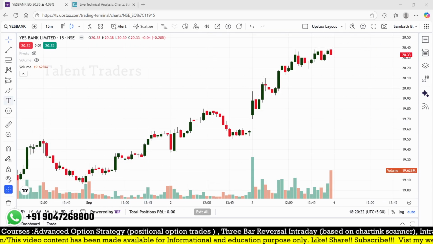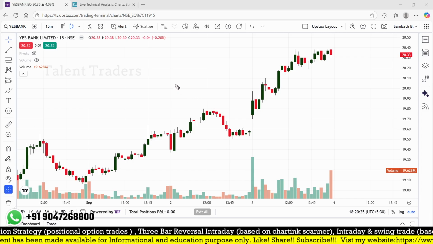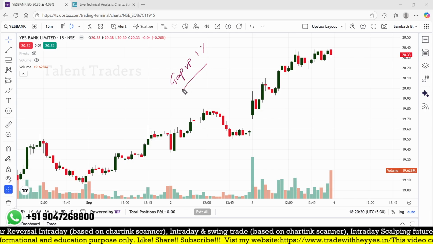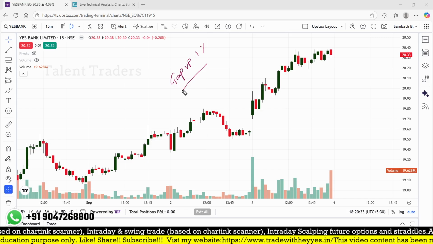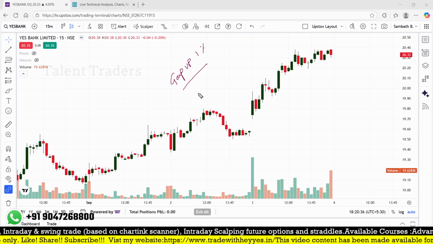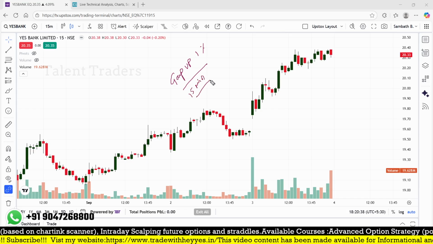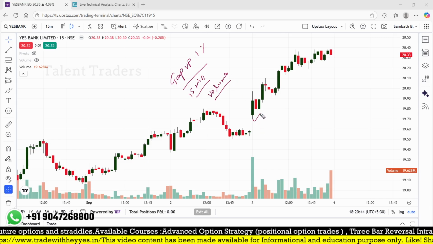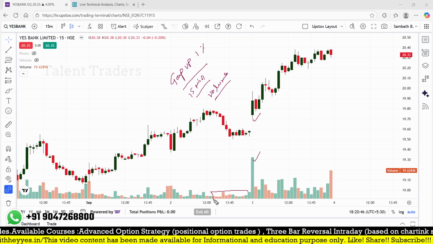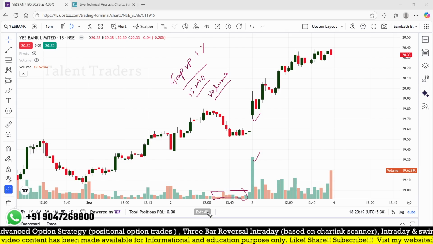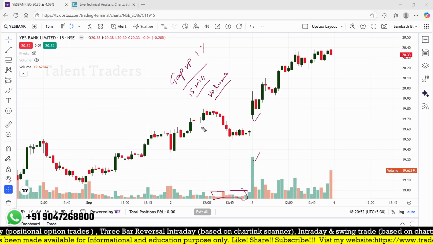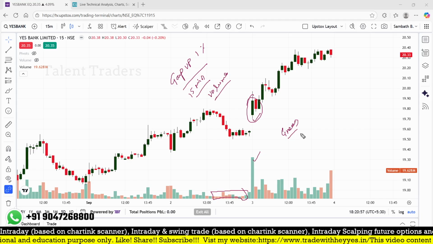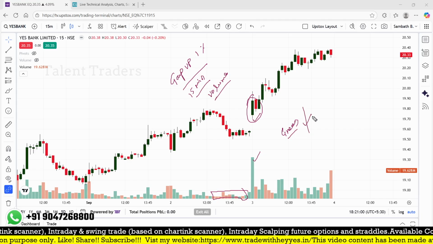The conditions we are going to use here: it should be a gap up. So the stock must open with a gap up of more than 1%, on the 15 minutes time frame. Volume is another condition: the current first candle volume should always be higher than the previous 10 candles volume. And the third one, it should be a green candle. Maybe sometimes it's also red, but the condition is a green candle.